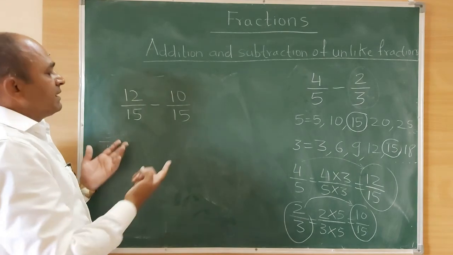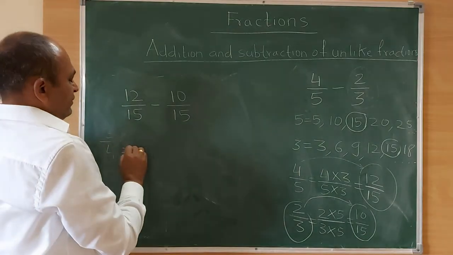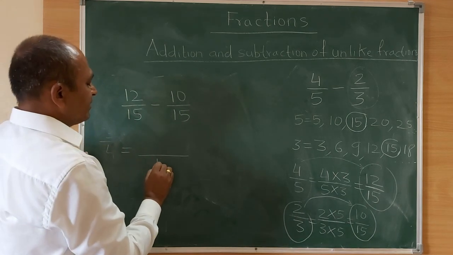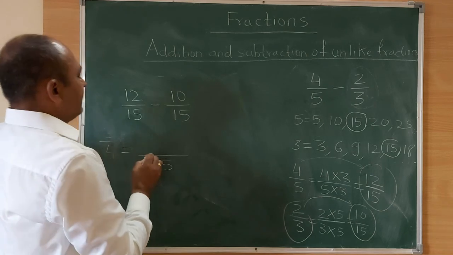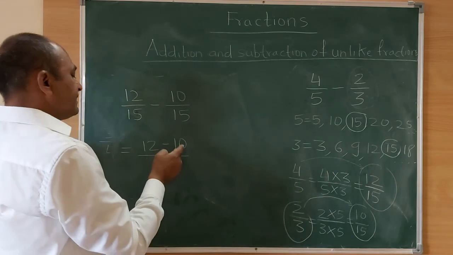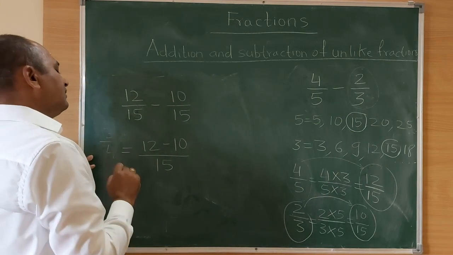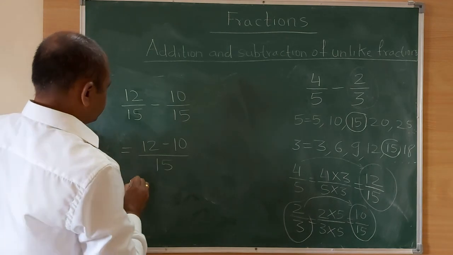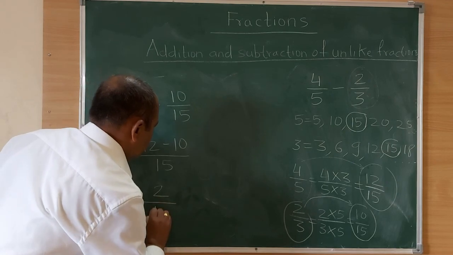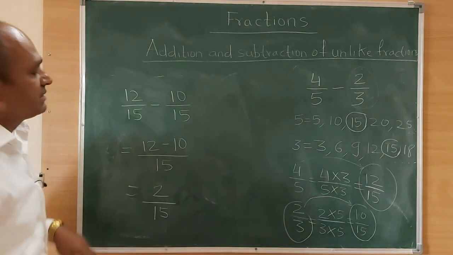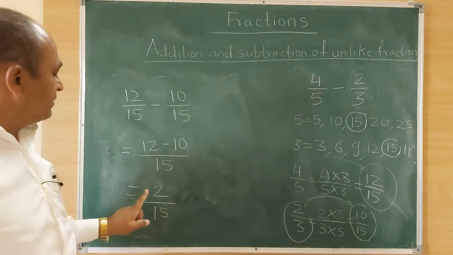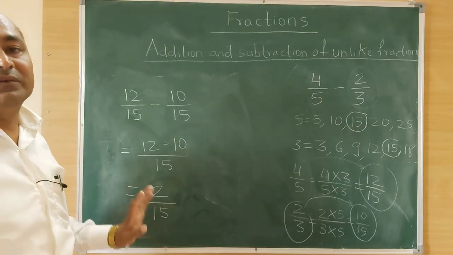Now, both the fractions are like fractions. So what does the rule tell? For subtraction of like fractions, write the common denominator as it is, and only find the difference between the numerators, that is, subtract one numerator from the other. So 12 minus 10 is 2. So 2 upon 15 is the value of 4 upon 5 minus 2 upon 3. The answer is 2 upon 15.